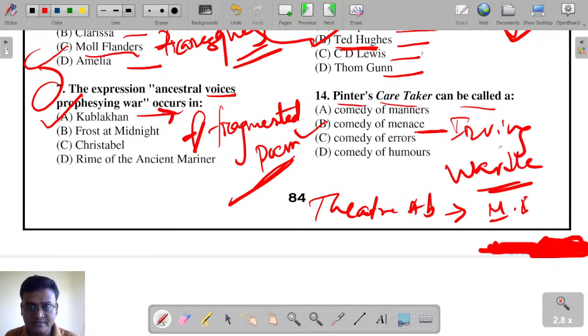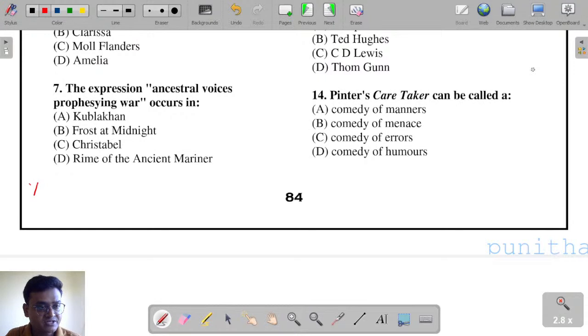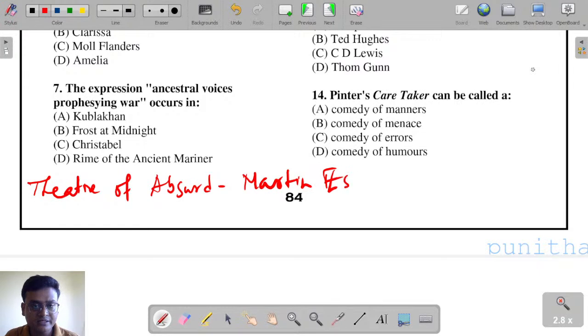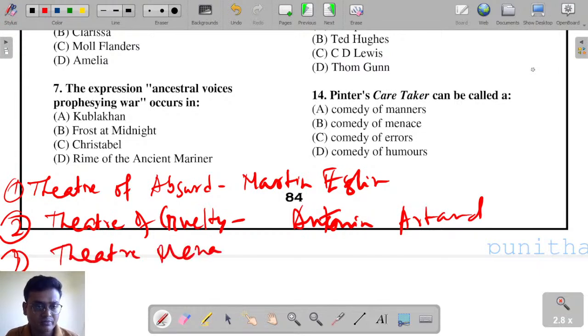Martin Esslin. Let me write down some things here. First, Theatre of the Absurd was coined by Martin Esslin. Second, Theatre of Cruelty was coined by Antonin Artaud. Whereas Comedy of Menace is by Irving Wardle.